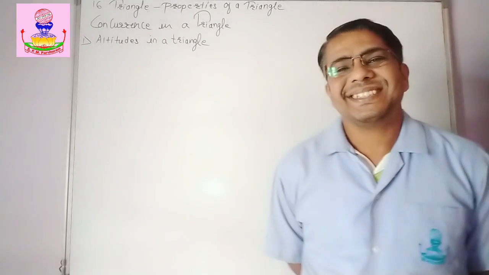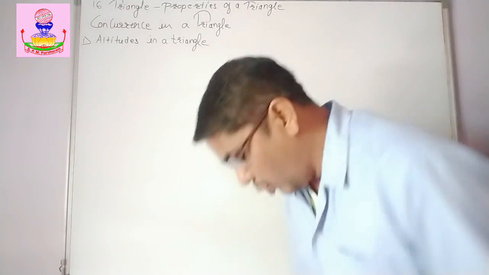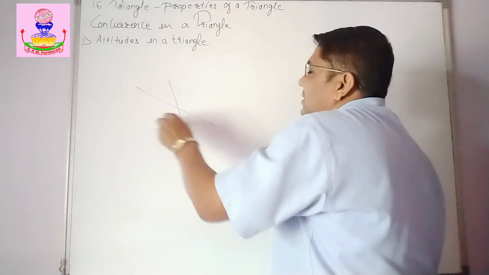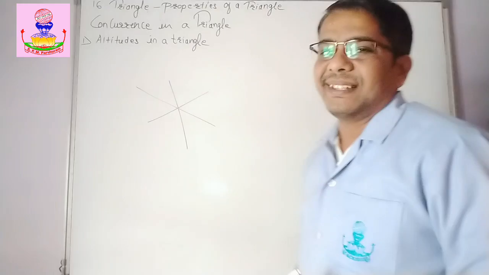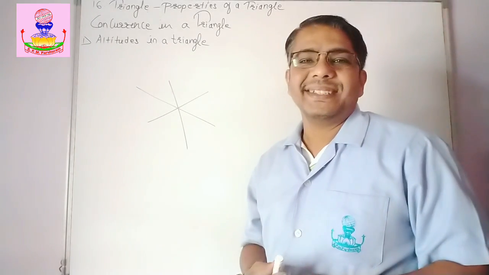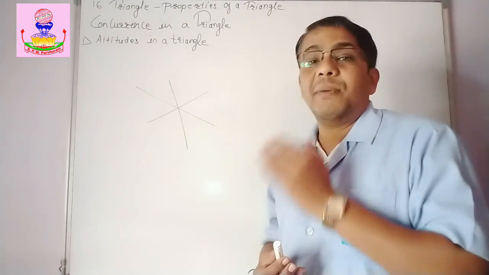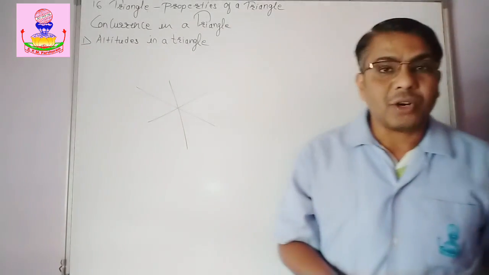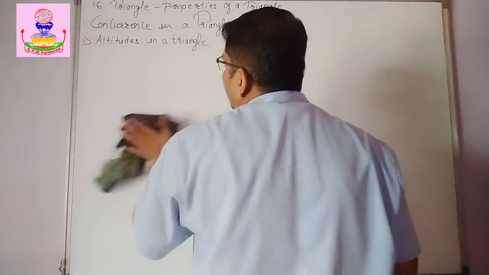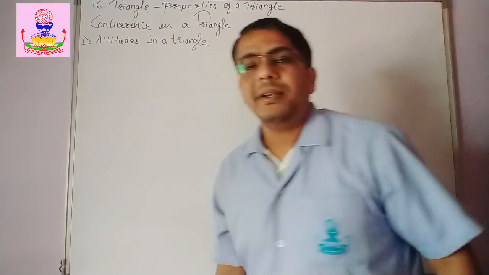What is concurrence? We have studied concurrent lines. When three or more lines meet each other at a point, or intersect each other at a point, then those lines are called concurrent lines, and the point is called the point of concurrence. We know that. Same way, we are going to study the concurrence in triangles. So first, in case of altitudes of a triangle.